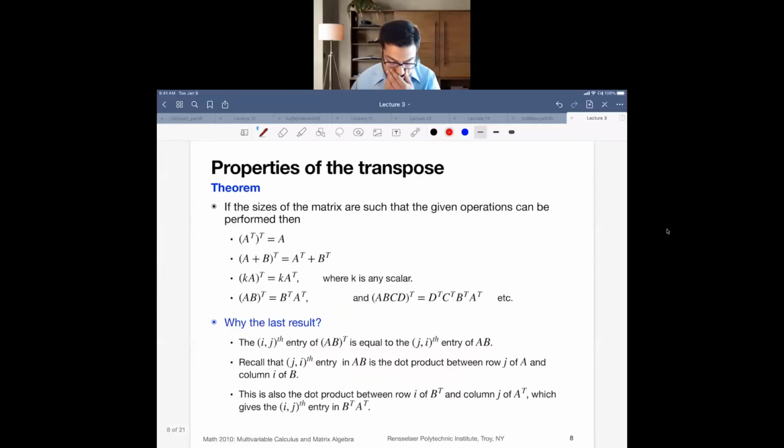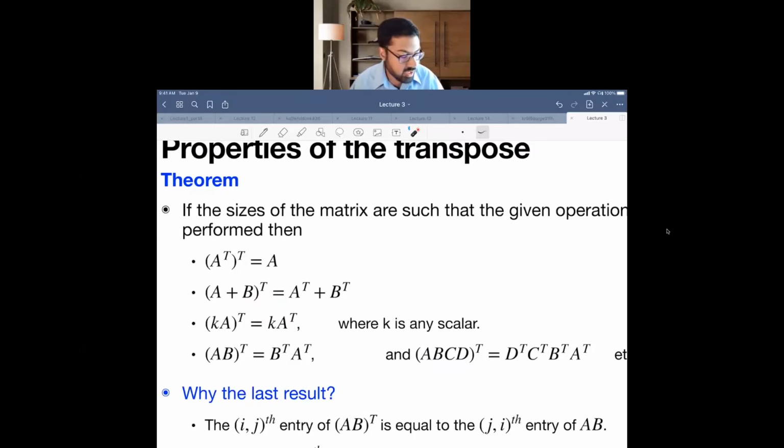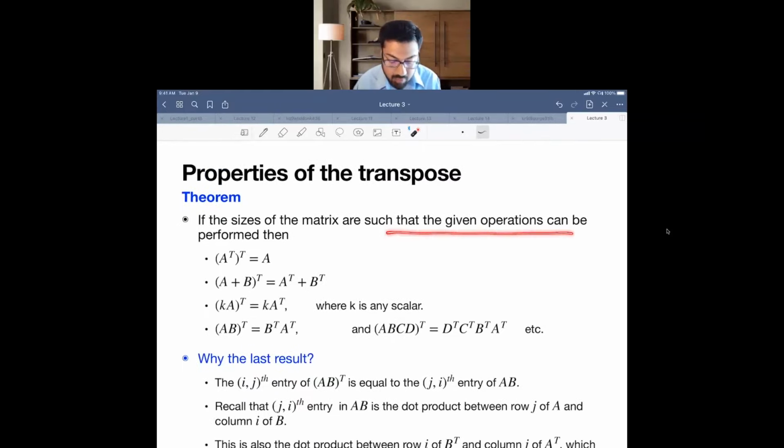All right, let's take a look at some more properties, and these are relevant to the transpose of a matrix. So some properties are listed over here, and there are some interesting results, and we'll try to elaborate on that. So the theorem here is: if the sizes of the matrices are such that the given operations can be performed. Again, the sizes of the matrices are important because we are doing some matrix arithmetic, and we are assuming that the sizes are such that the matrix arithmetic can be carried out and the answers are defined.